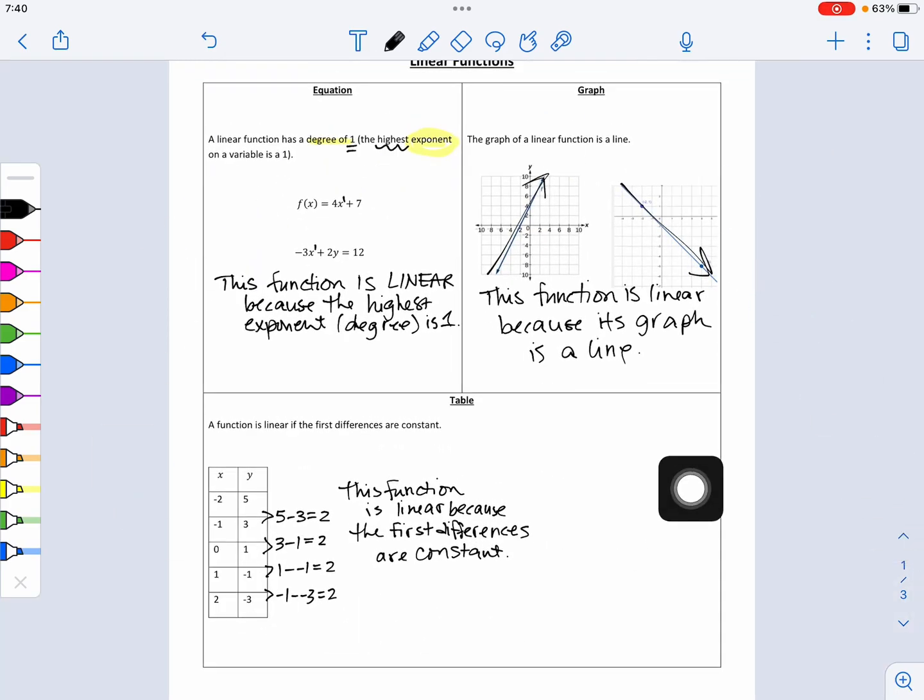So to wrap that up, again, if you have a linear function, your equation will have degree 1, your graph will form a line, or your table will show that your first differences are constant.